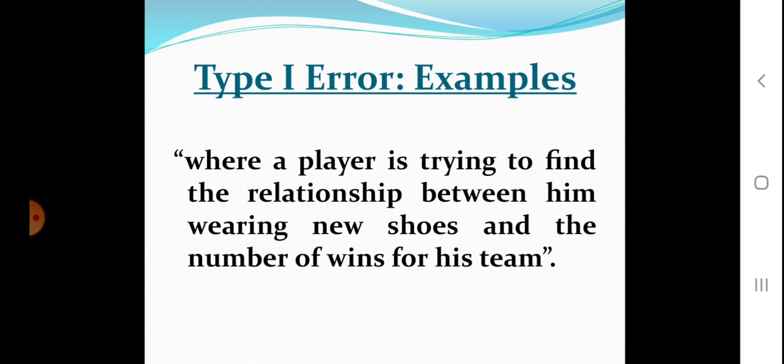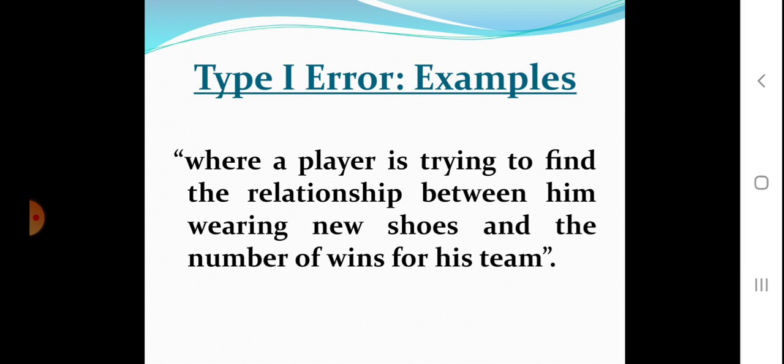The next concept is type 1 error example. For this, let us take a hypothesis where a player is trying to find the relationship between him wearing new shoes and the number of wins for his team. If the number of wins for his team is more when he was wearing his new shoes than otherwise, he might accept the alternative hypothesis and determine that there is a relationship.